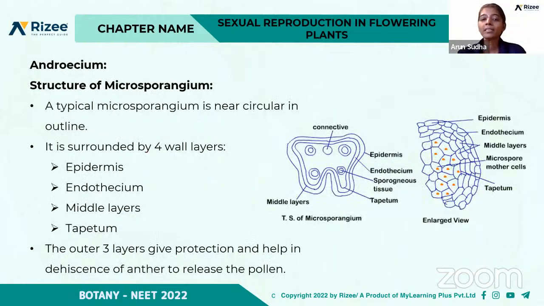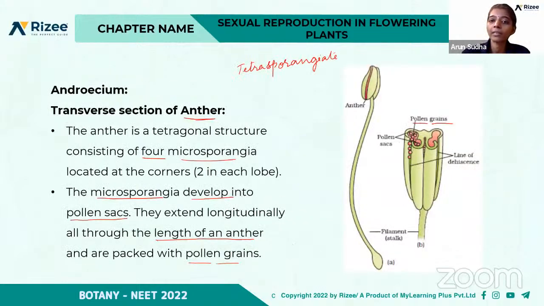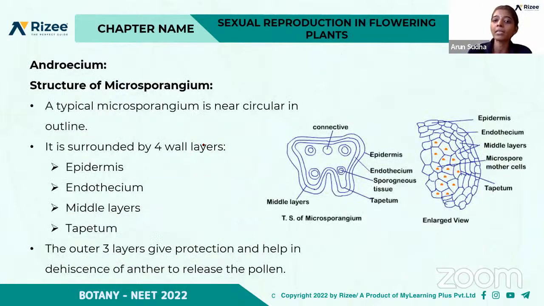So if you take the structure of microsporangium, where the microsporangium is located, that's what we saw, the anther, that is in the upper part, right? The anther consists of 4 microsporangia. Now we are going to see in detail about the structure of microsporangium.